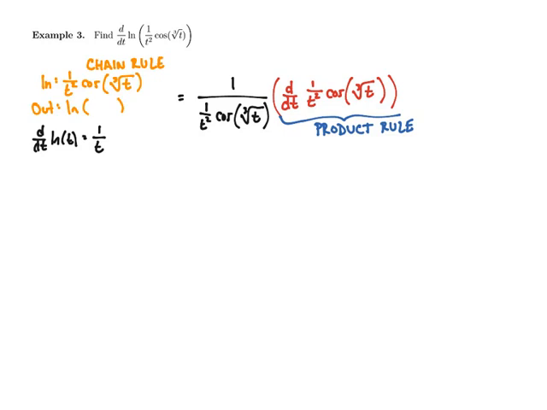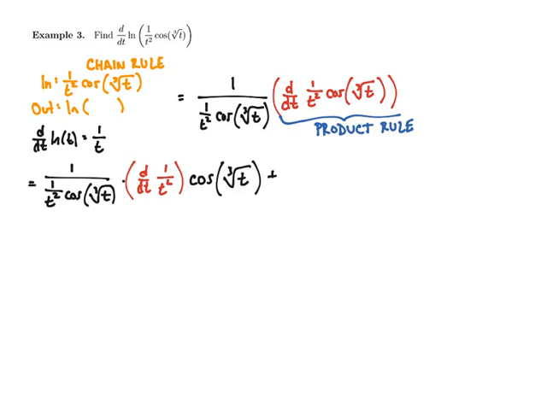So as we go forward, we're going to have this gross thing on the outside. And then times the derivative of the first function times the second function plus the first function times the derivative of the second function.